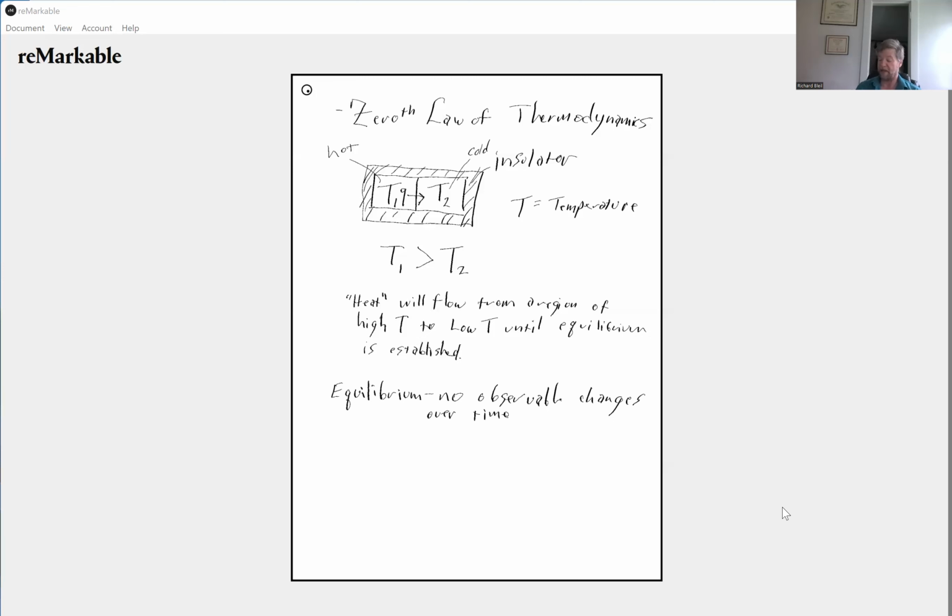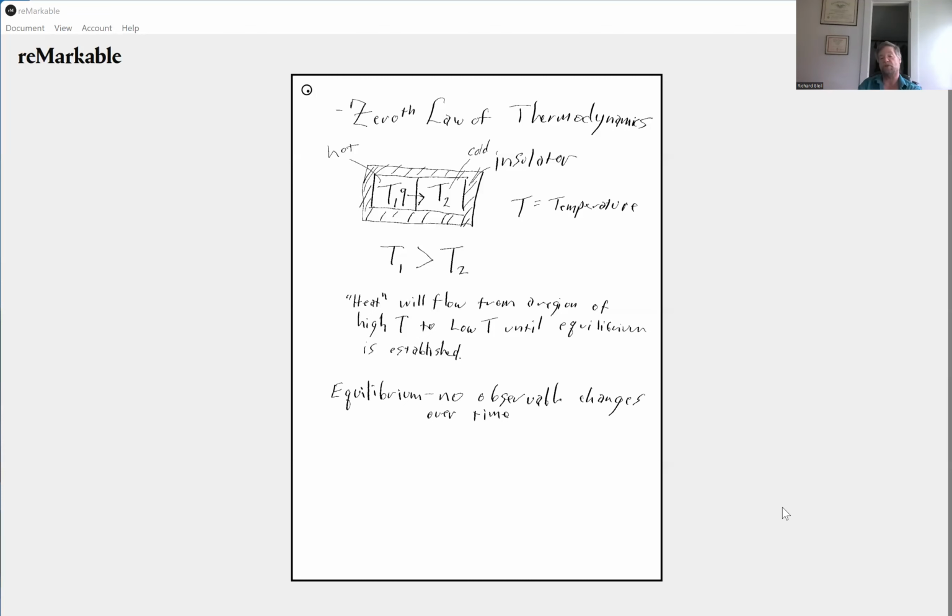So if we pick up that cup of water, well, here I am holding a bottle of Diet Coke, and it feels cold to me. If this sits here long enough, it's not going to feel as cold. That is not equilibrium because over time it's changing. Once it reaches room temperature, I can leave it out all day long and it's not going to change. Now it's at equilibrium because it's at room temperature.